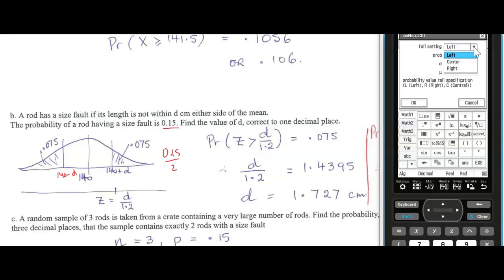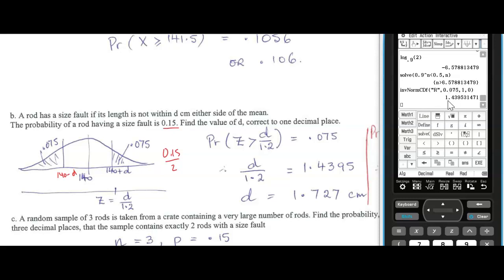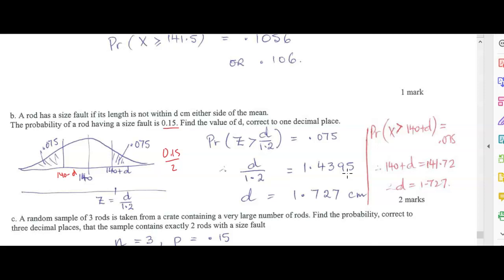So the standard normal distribution. Okay, so I'm just going to go to the right. So I'm going to look for this value 140 plus d. So the probability is 0.075, and I'm just going to use the standard normal distribution. So when I use the standard normal distribution, I get 1.4395, and you can see that's here. Actually, I don't know where he got the red. I thought I was going to do it the red way, but I'm doing it this way here.